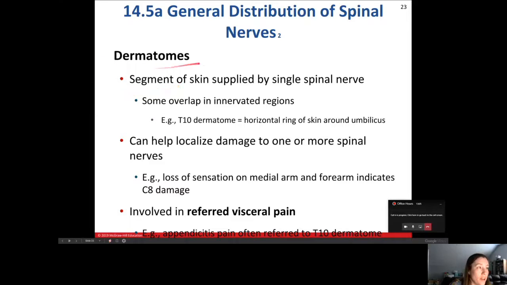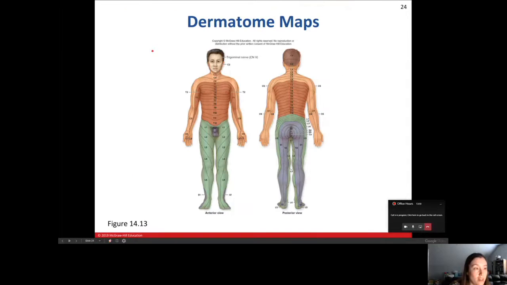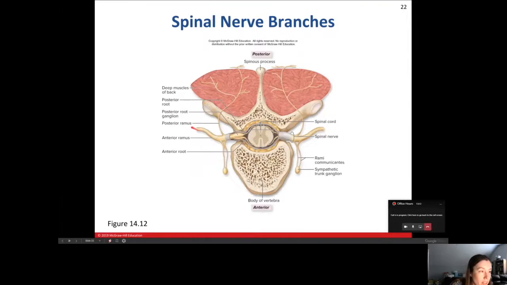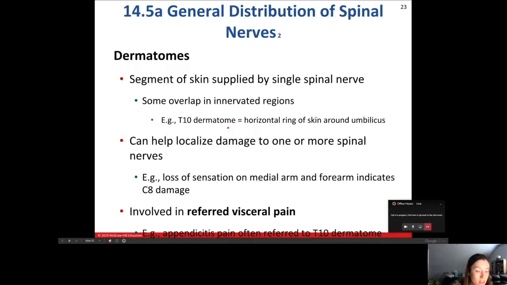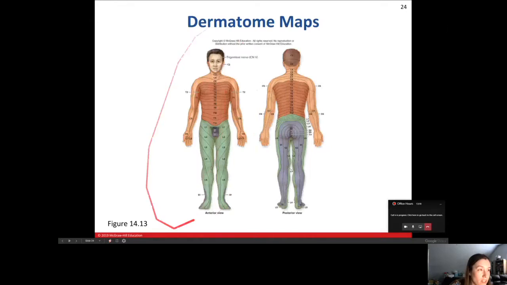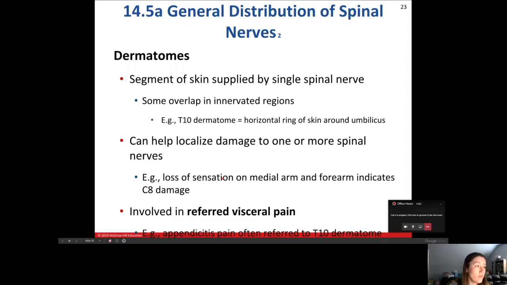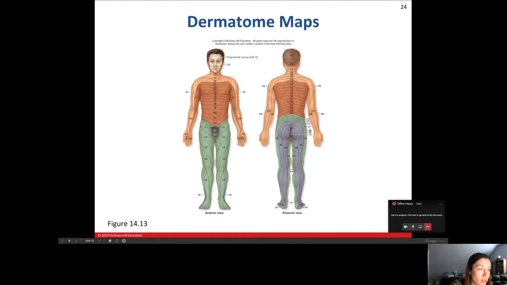Another clinical application of this is something called a dermatome. A dermatome is a segment of skin that's supplied by a single spinal nerve. So if we go through here, this one right here is going to go out, and it's going to supply the skin. It's going to be sensory to some part of the skin. And so we've got this little map that says, you know, nerve 2, nerve 3, nerve 4. So this is a map that's been made to say that this is a segment of the skin that is going to be supplied by that single nerve. There is some overlap in innervated regions, but it's this general area.